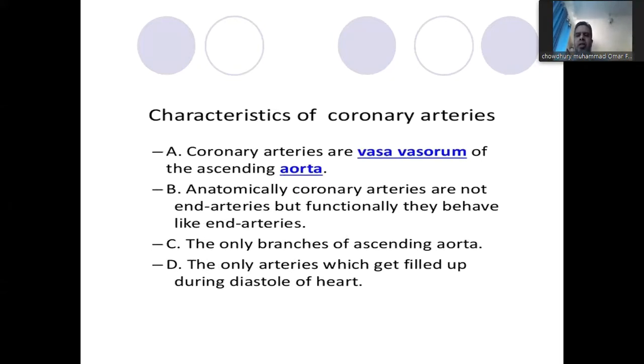Now, characteristics of coronary arteries. The coronary arteries are the vasa vasorum of the ascending aorta, and anatomically coronary arteries are not end arteries, and functionally they become like end arteries. The only branches of the ascending aorta are coronary arteries, and they are the only arteries which get filled up during diastole of the heart.